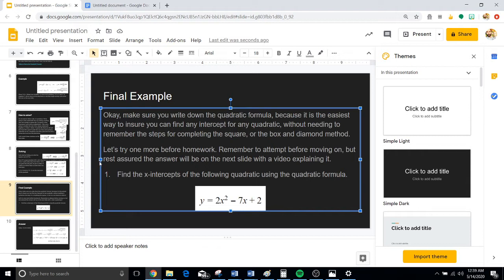Our final example today is going to be to use the quadratic formula that we've been talking about to look at this quadratic and find our x-intercepts. Without further ado, let's go ahead and do that.